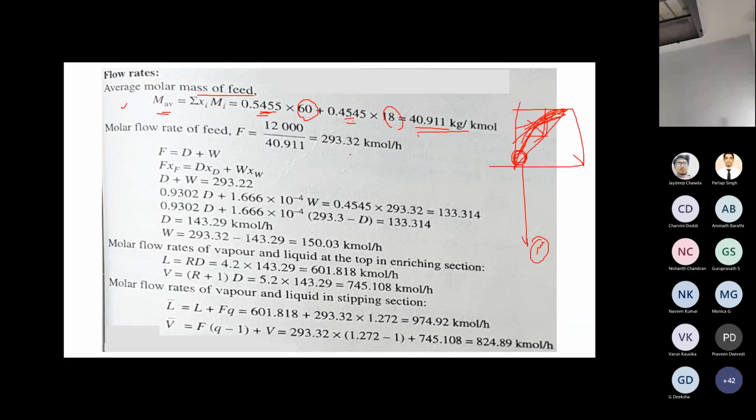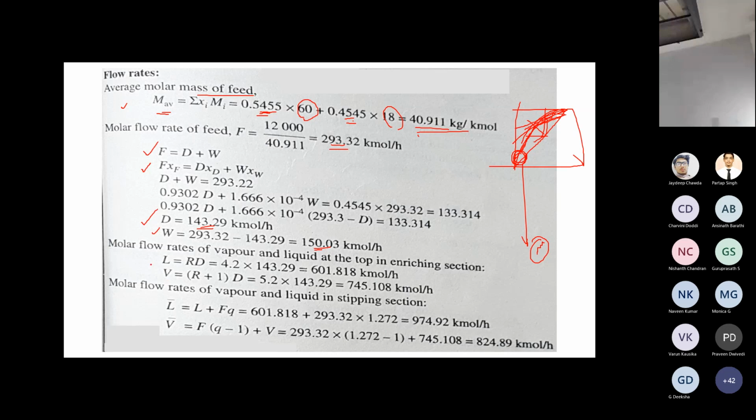Okay, this is the problem. The molar feed rate you can calculate. Make a material balance, that is F is equal to D plus W, the overall material balance. This is the component balance. So you can calculate D and W from these two equations. Your distillate D is 143.29 kilomoles per hour, and W is 150.03 kilomoles per hour.